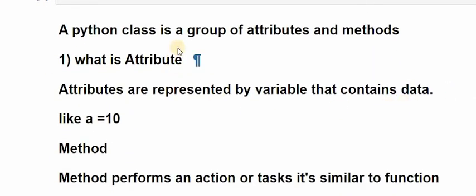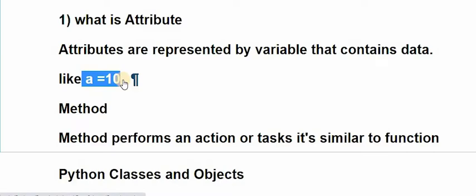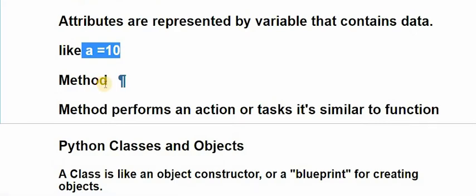A Python class is a group of attributes and methods. What is an attribute? Attributes are represented by variables that contain data, like a equals 10. I have written this example for you so that you can understand well. Method. What is a method? A method performs an action or task. It's similar to a function.